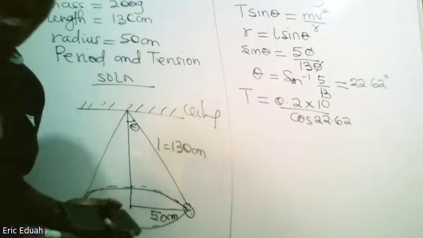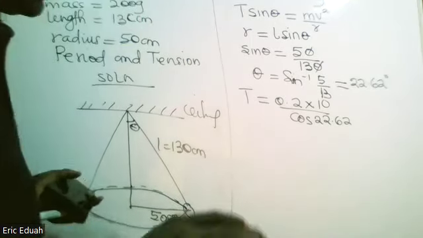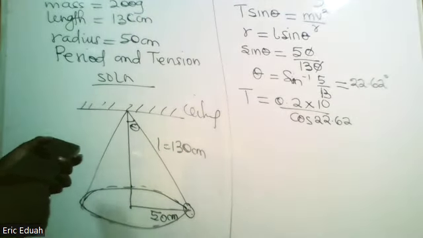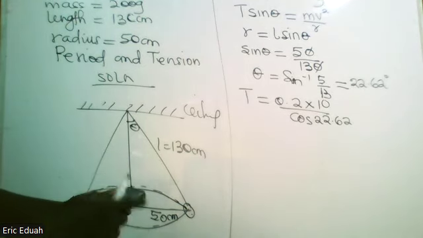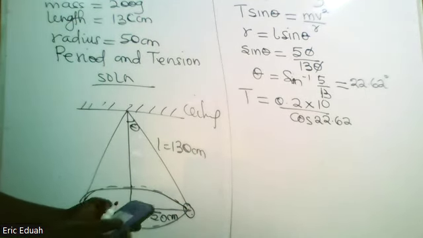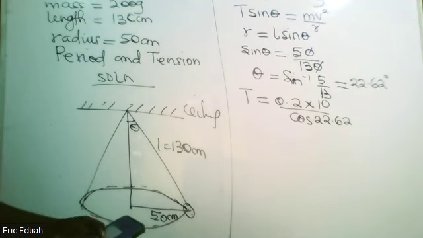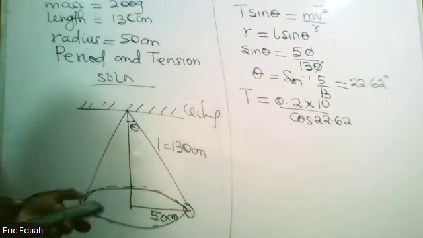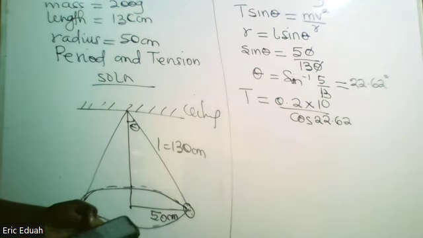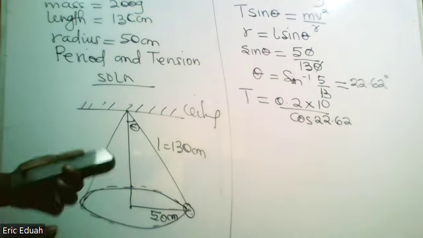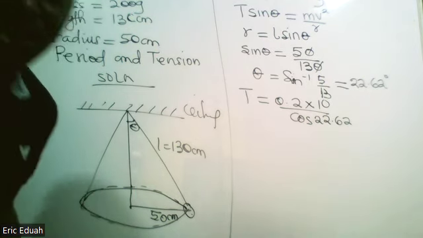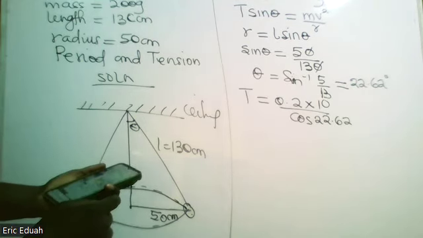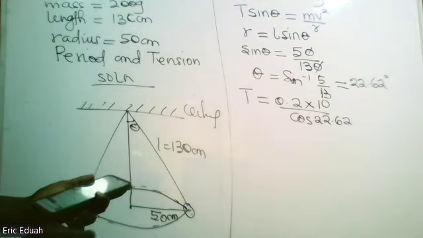Somebody may ask, why are we quickly converting the mass from gram to kilogram? It is because the question never gave us g, but if it's not given, we are always using 10 meter per second squared. So if you are using 10 meter per second squared, then you need to convert all other units to SI. That is the reason for changing from gram to kilogram.